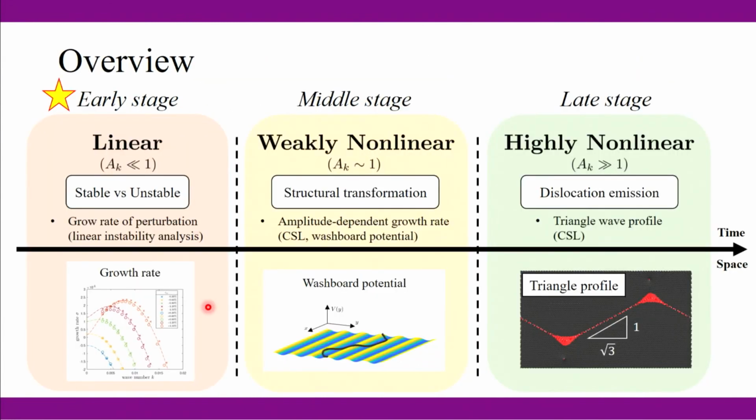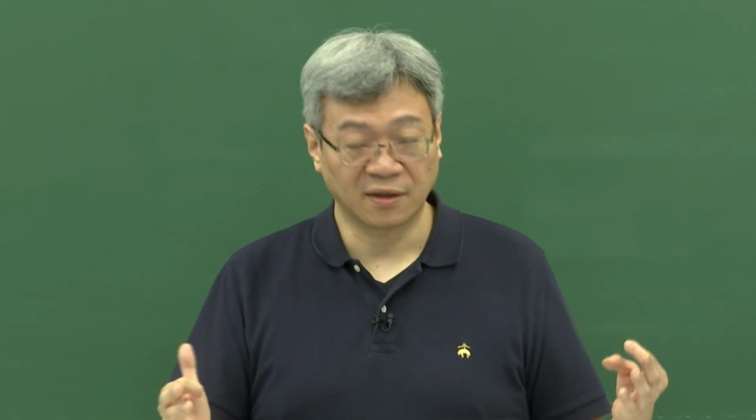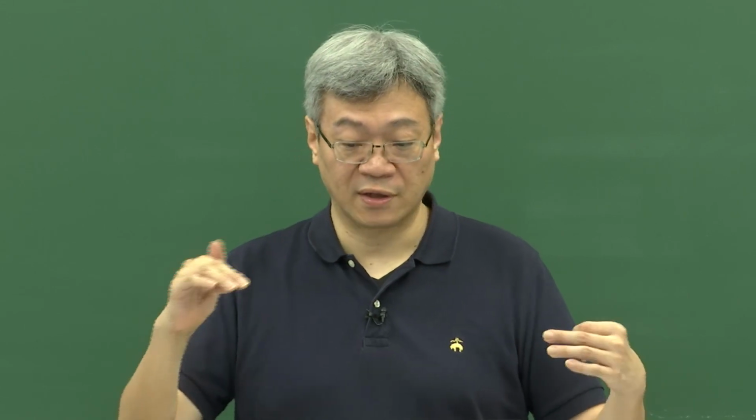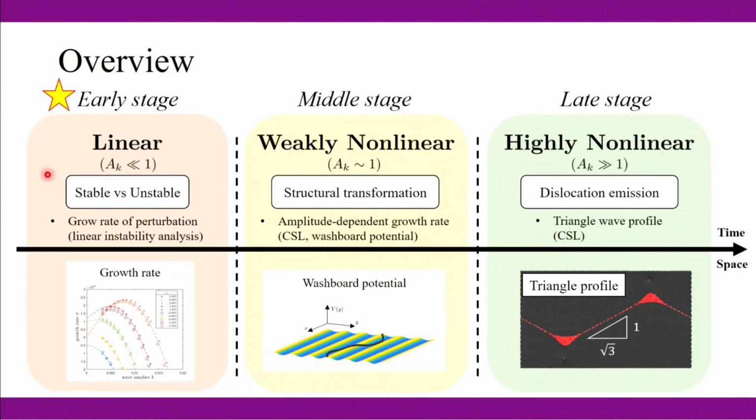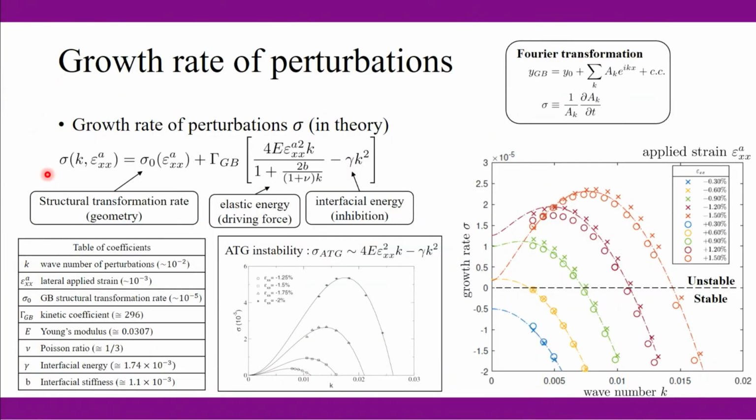Okay, so let's go back step by step, right? We are seeing all kinds of crazy stuff. In the end, you have this very nonlinear dislocation emission, but we just take it step by step. In the very early stage, when the undulation amplitude is really, really small, we are still expecting to be able to measure the growth rate of those amplitudes corresponding to different wave numbers. So let's first check the linear regime, where we should be able to measure the growth rate for the different wave number perturbations, okay?